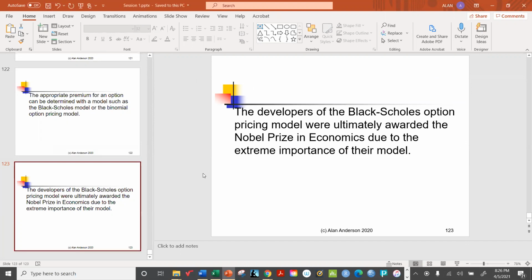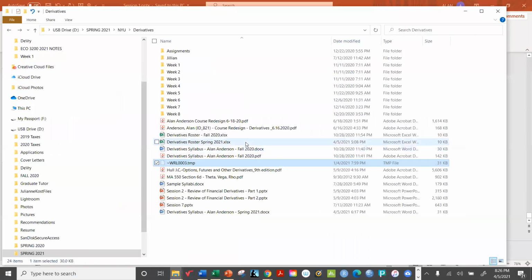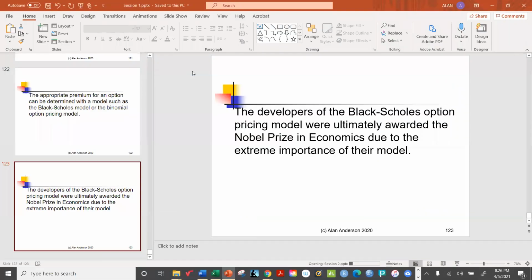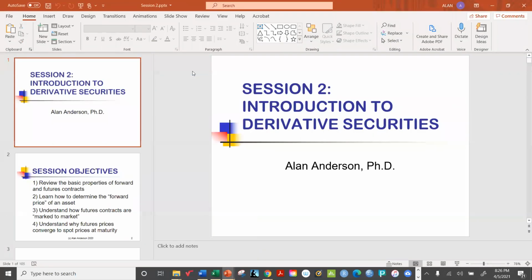All right, so that was our quickie introduction to derivative securities. That was our section 1 notes. They went a little faster than I expected. What I'd like to do is at least take a peek. I don't even remember what was in section 2.